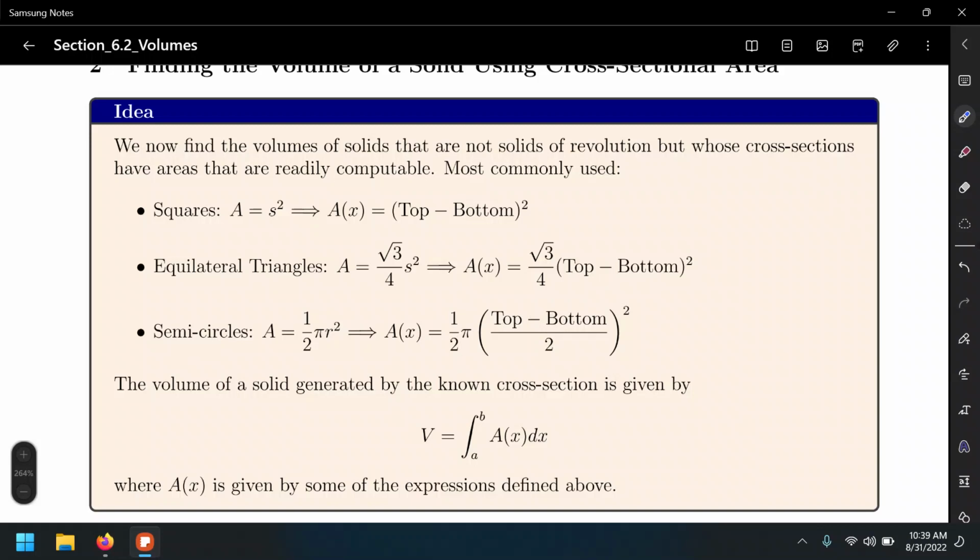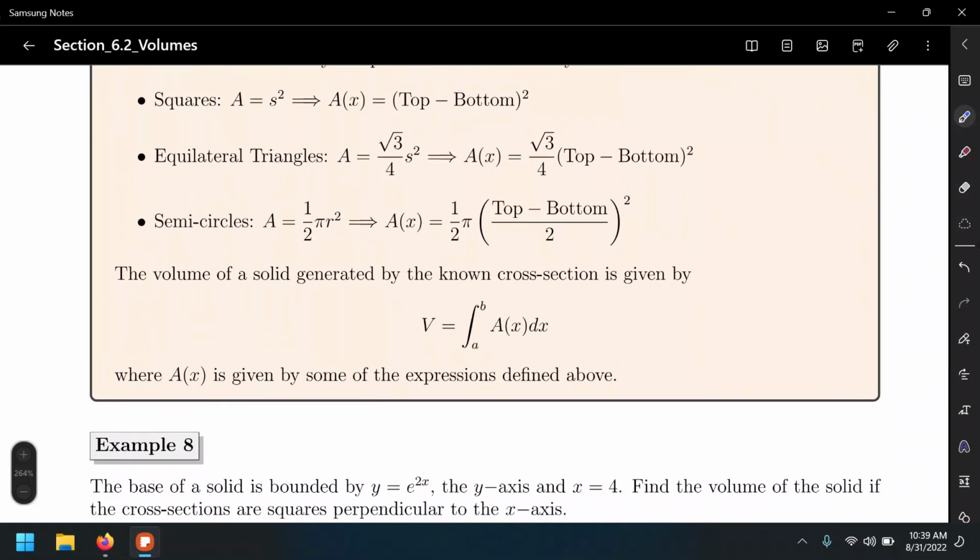So that's why I have top minus bottom, which represents the diameter of that semicircle, but dividing it by 2, that's going to be the radius squared. And the 1/2, that's because it's the semicircle in this case, not the whole circle. Otherwise, if they were circular cross sections, we wouldn't multiply by 1/2. And the volume is obtained by finding the integral of the formula that we set for each region within the limits.